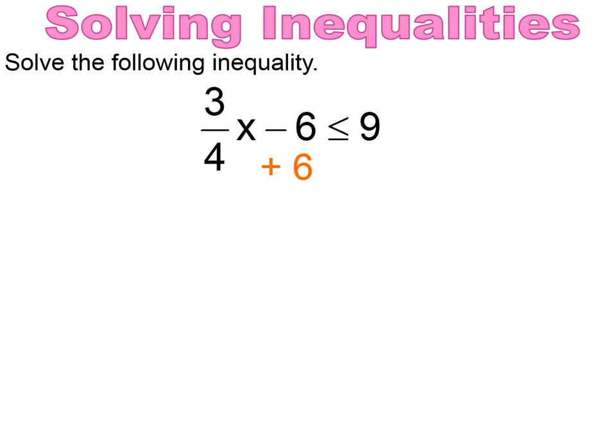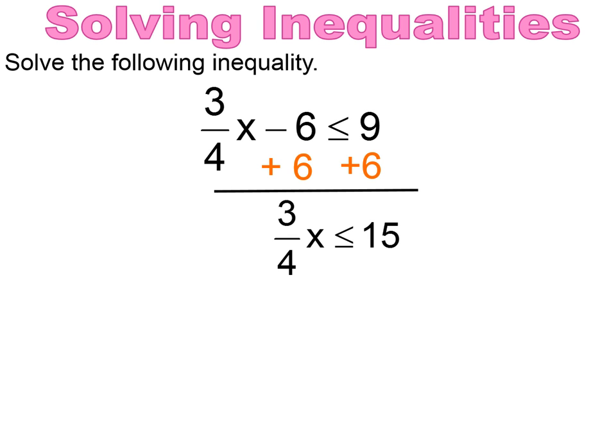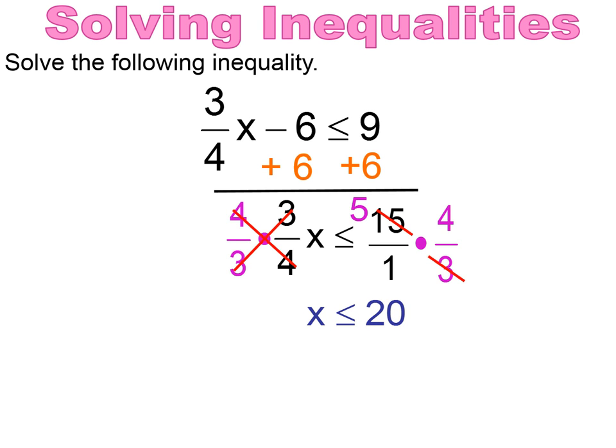So I'm going to add 6 to both sides here. I'm left with the fraction. Remember, we want that coefficient to be 1, so we're going to multiply by its reciprocal. That's going to get that down to a coefficient of 1. I'm going to put that whole number over 1, simplify, multiply across, and I get my solution is x is less than or equal to 20.